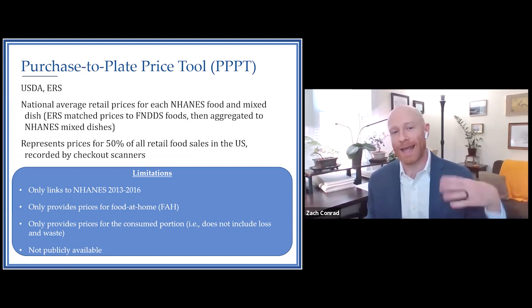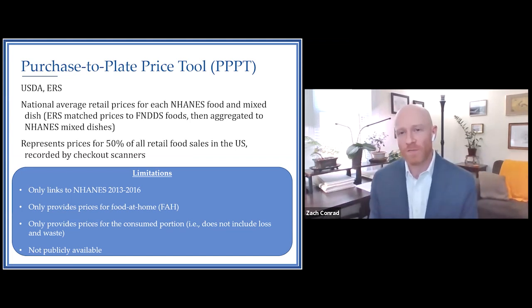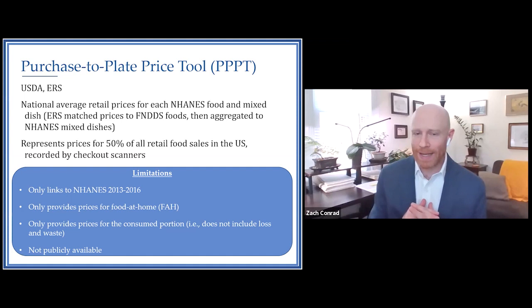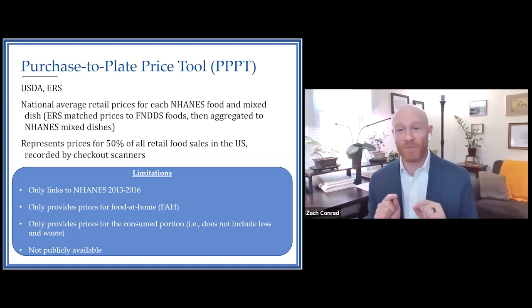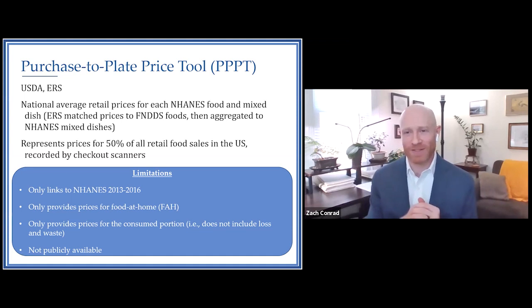It provides national average retail prices for each NHANES food and each NHANES mixed dish. Amazingly, this represents 50% of all retail foods in the US, and it has been recorded by checkout scanners throughout the US, so at the point of purchase. A few limitations: this only links to NHANES 2013 to 2016, which is what I would have been saying yesterday had I given this presentation.